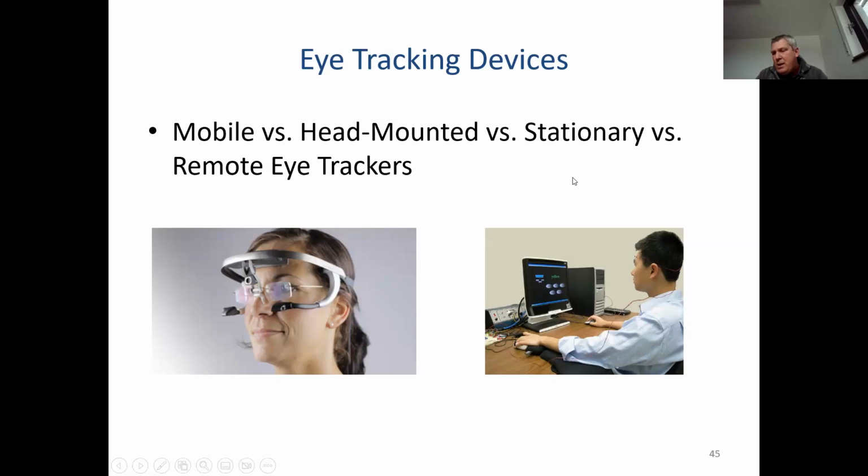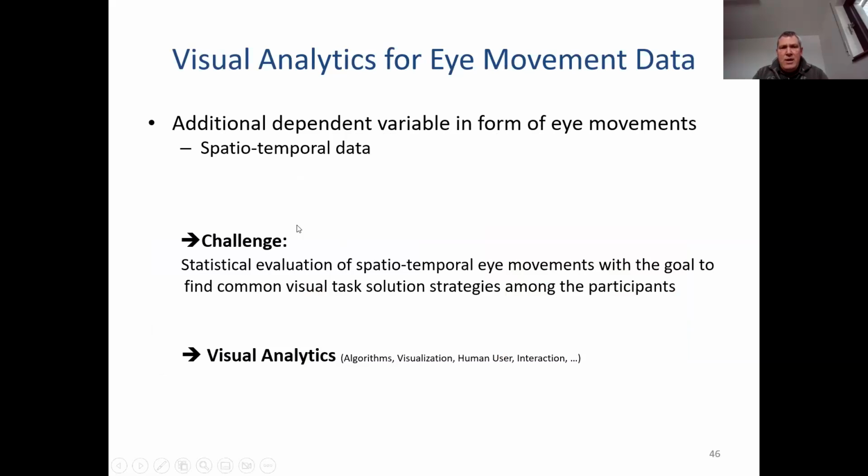Or if you plan to have a visual analytics system on your computer monitor, you do not need a mobile eye tracker. You can use it, but the better way is you use a stationary or what we call a remote eye tracker. That means your visual analytics system runs on your computer monitor and you just sit in front of your monitor and look at the stimulus, and the eye tracking device records your eye movement behavior, your visual attention. So you have an additional dependent variable in form of eye movements, which is called spatial temporal data.